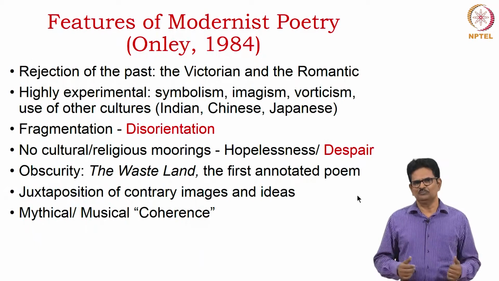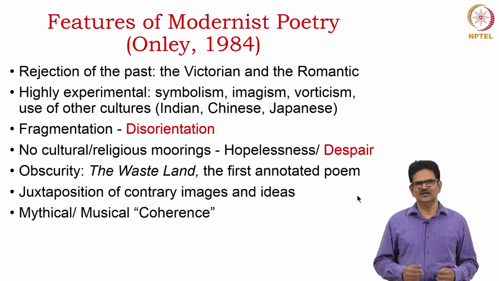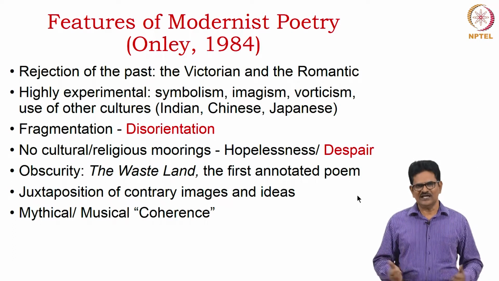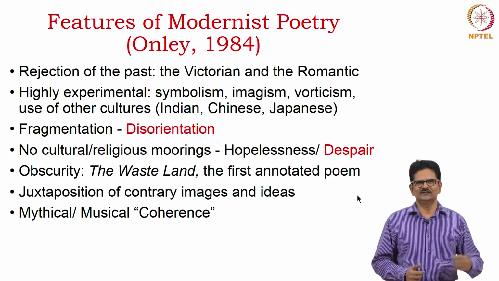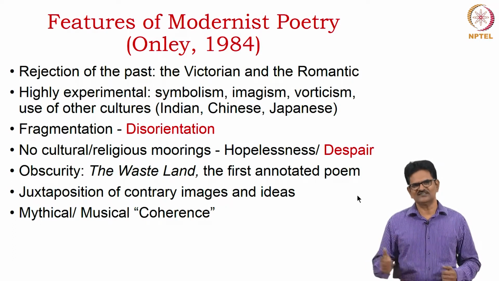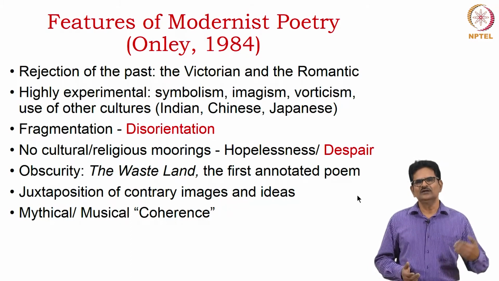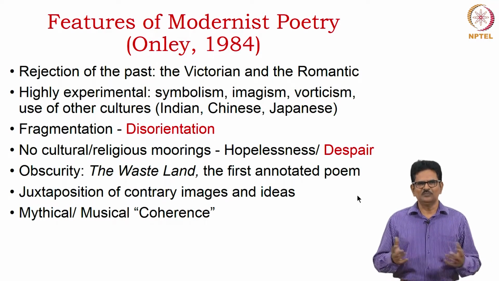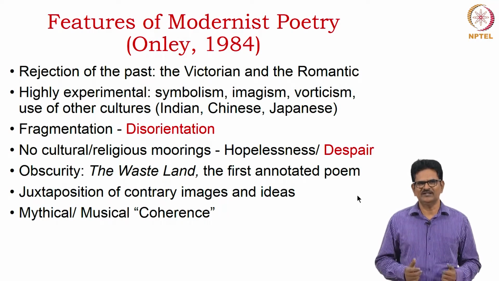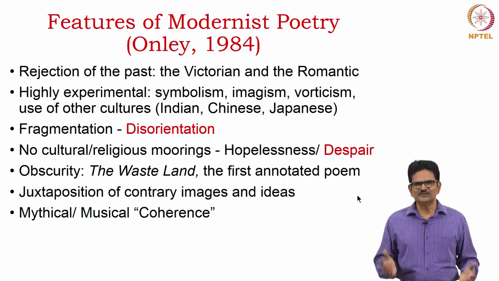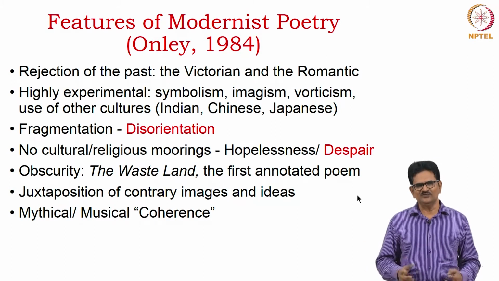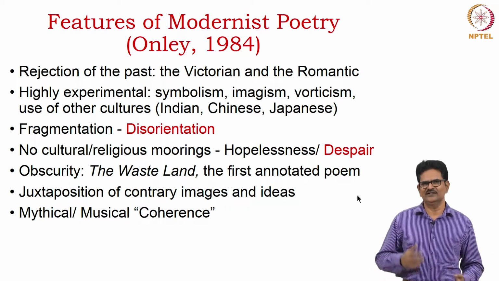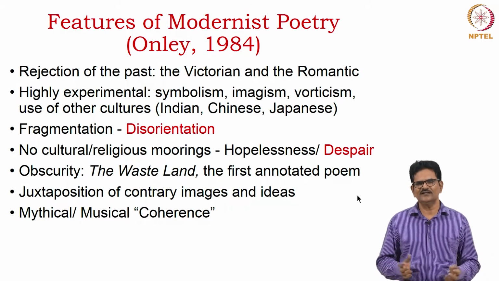Certain features of modernist poetry we can find here from a critic called Hulme. We have listed them here, starting from rejection of the past. Past here means Victorian and Romantic poetry. We also mentioned this Edwardian and Georgian poetry. This modernist poetry was highly experimental. It used symbolism, imagism, vorticism, and also it used other cultures like Indian, Chinese and Japanese. That is a kind of alternative mode of life that poets were trying to look for themselves.